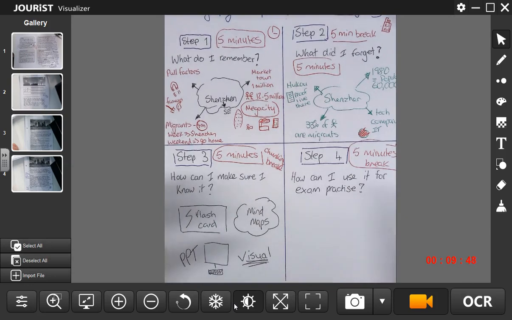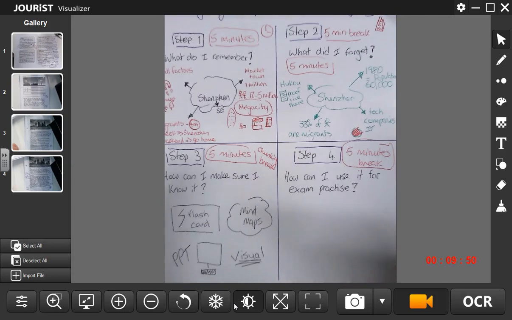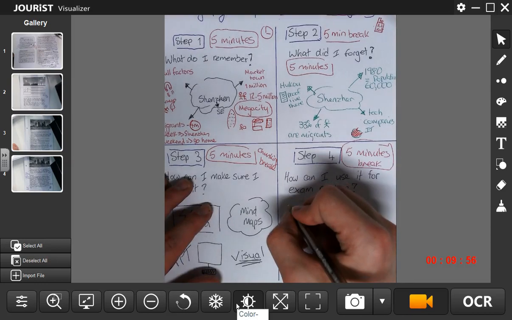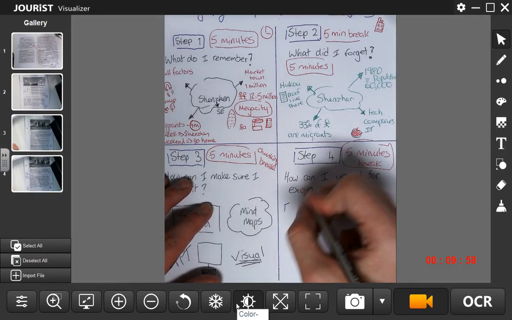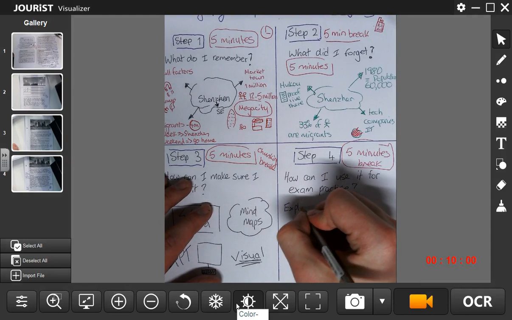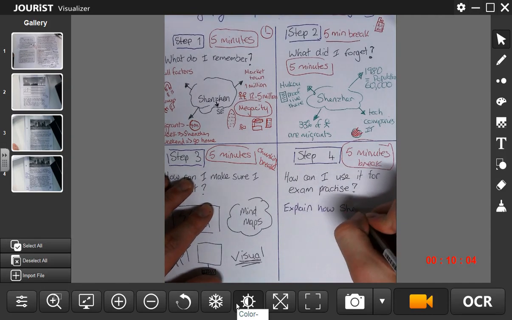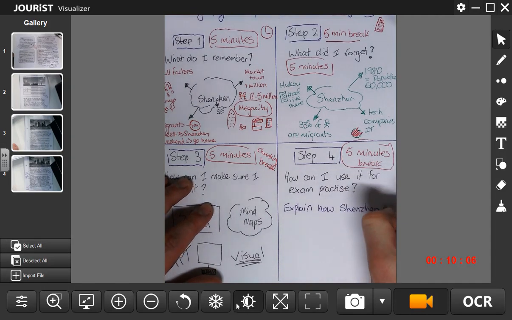So you come up with an exam question that you think this information could go into. Go look through your notes, and an example of an exam question that we could write here in purple would be: explain how Shenzhen became a megacity.